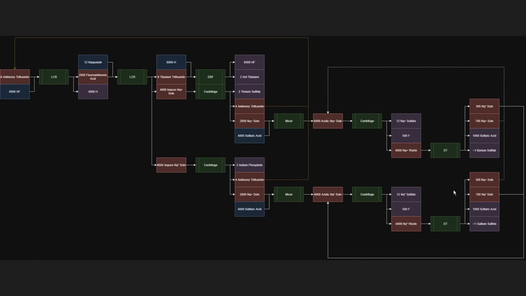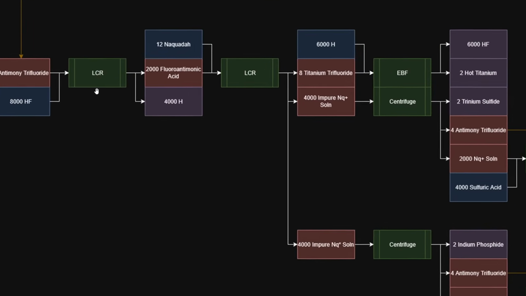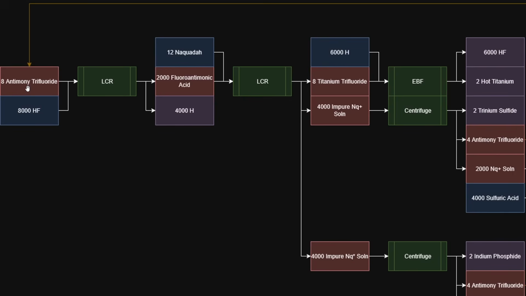So this right here is the NAC line in FTB Interactions. It starts all the way on the left. You can see it starts with antimony trifluoride, which I actually need to make an initial batch of, and then it's looped forever. But yeah, so you start with antimony trifluoride and hydrofluoric acid in an LCR. This gets you fluoroantimonic acid and some hydrogen back.